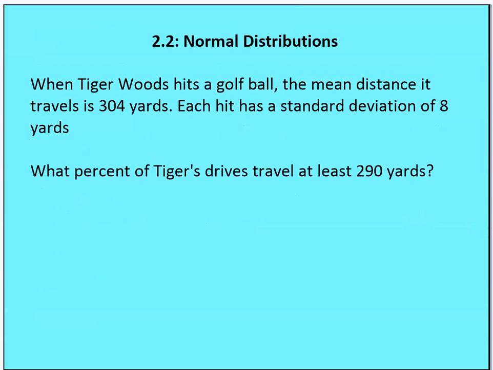answers. All right, so the question is, when Tiger Woods hits a golf ball, the mean distance it travels is 304 yards. Each hit has a standard deviation of 8 yards. What percent of Tiger's drives travel at least 290 yards? All right, I'm going to pause here. We're going to come back to this question as we move on in the next part of this video.